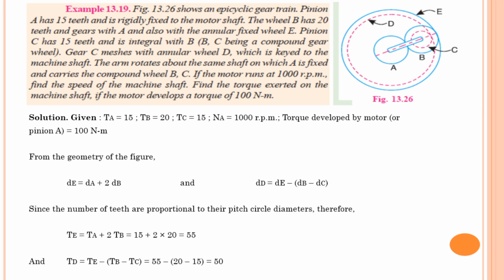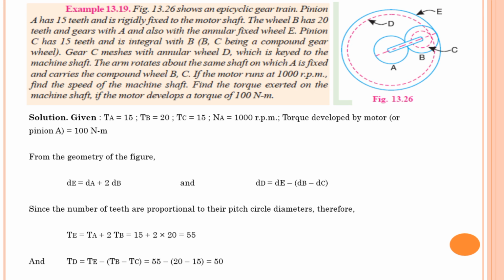The pinion C has 15 teeth, TC is equal to 15, it is also given, and it is integral with the gear B. That C gear is integral with P, that means B and C are compound wheels or compound gears. The speed of gear B will be equal to the speed of gear C. Gear C meshes with the annular wheel D, which is keyed to the machine shaft. That means this is our output shaft.